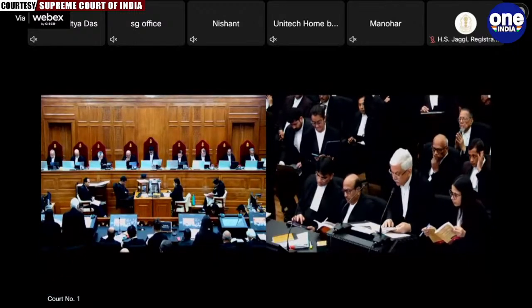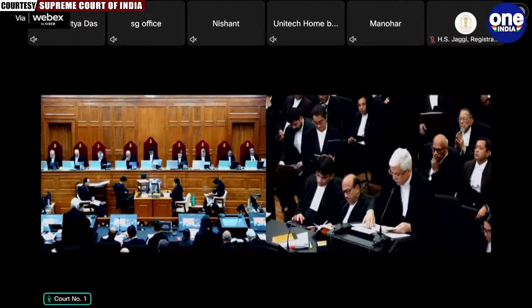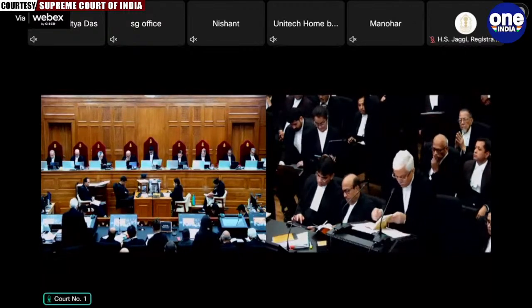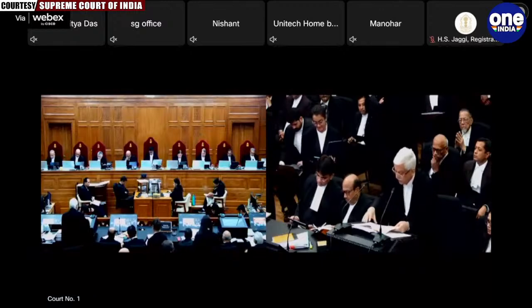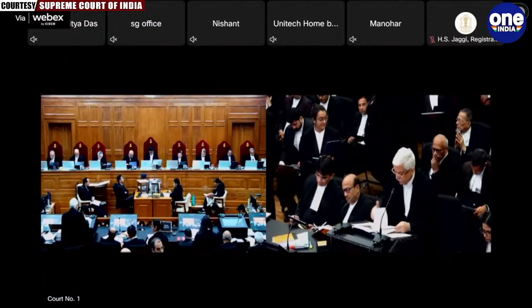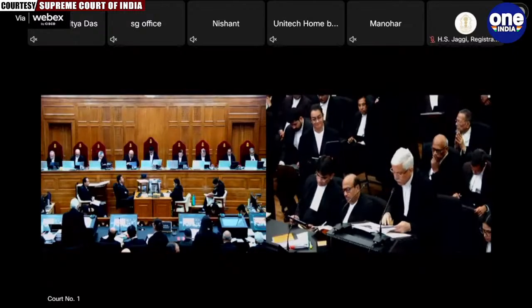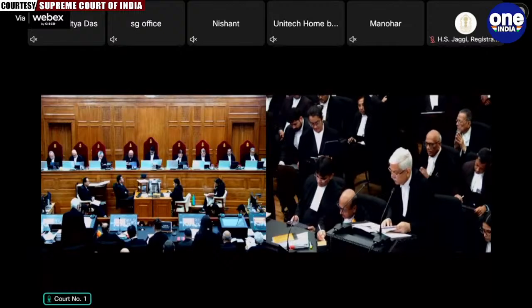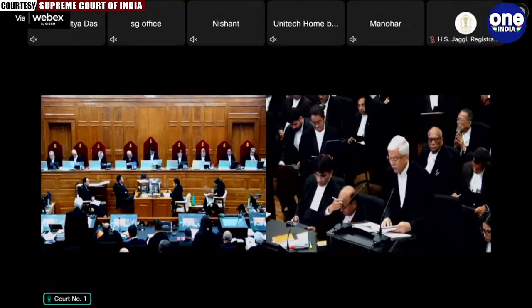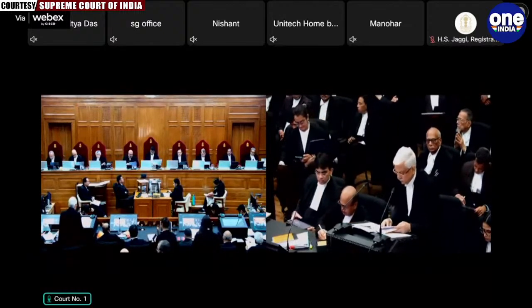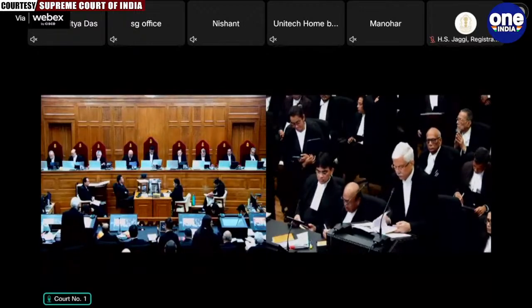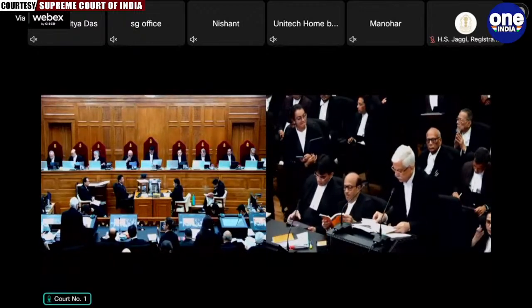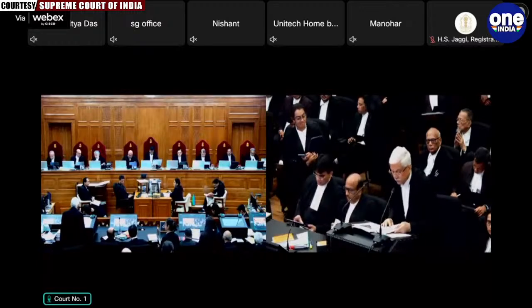And then entry 40 of list 3. Same. Taxes amendment. Archaeological sites and remains other than those declared by or under law made by Parliament to be of national importance. Under the statute itself.